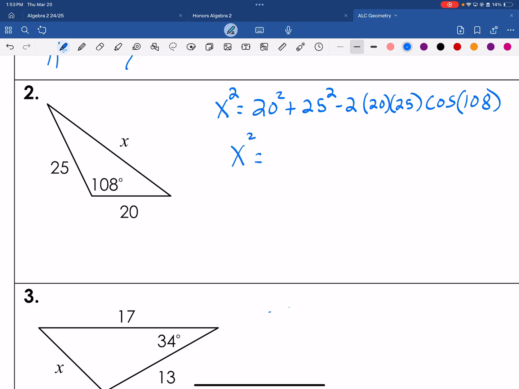I break out my trusty dusty calculator. I'm careful when I'm putting stuff in. So 20 squared plus 25 squared minus 2, parentheses 20, parentheses 25, cosine 108, close my parenthesis. Maybe. I don't think I did it right. I hit cosine of 180. Let's go 108 instead.